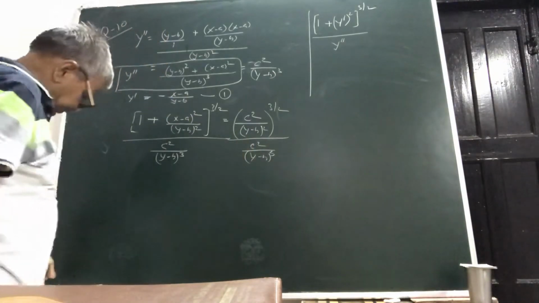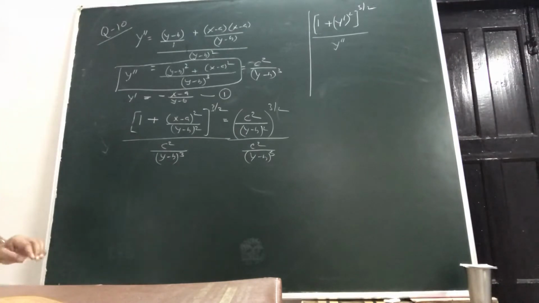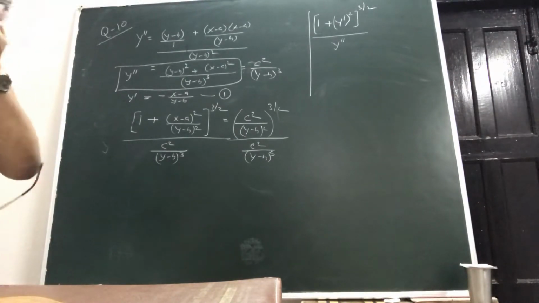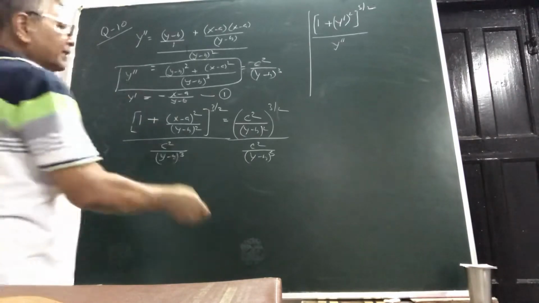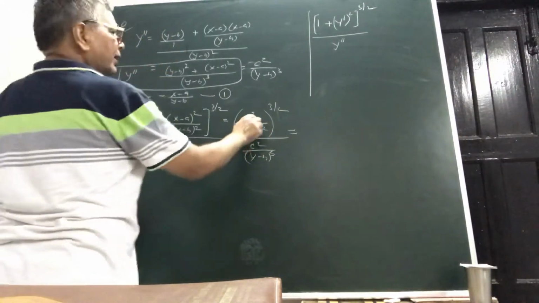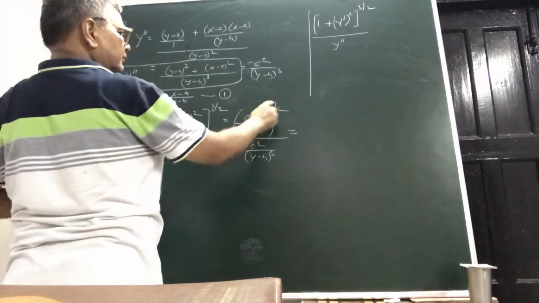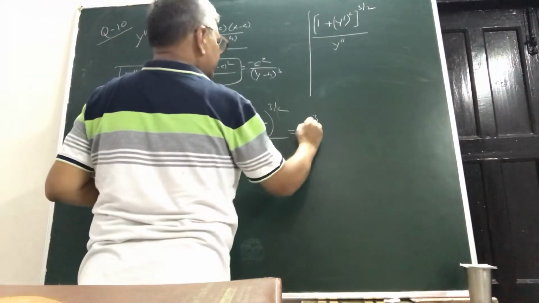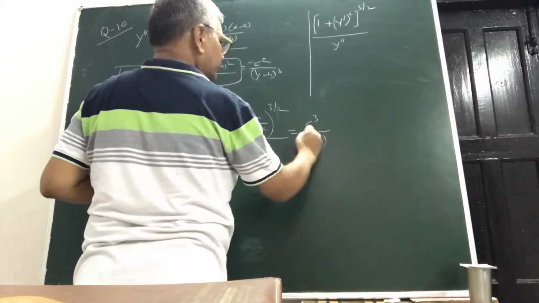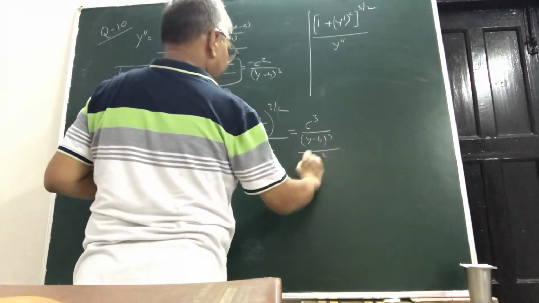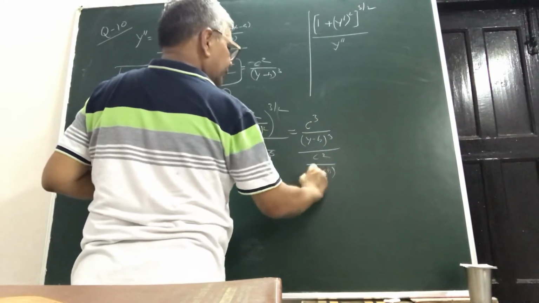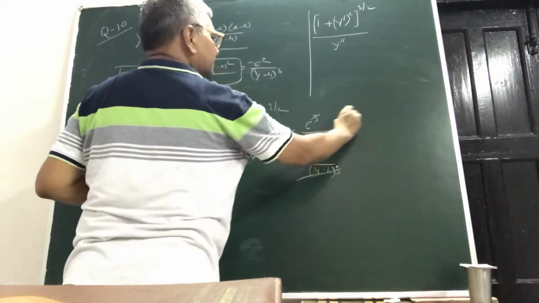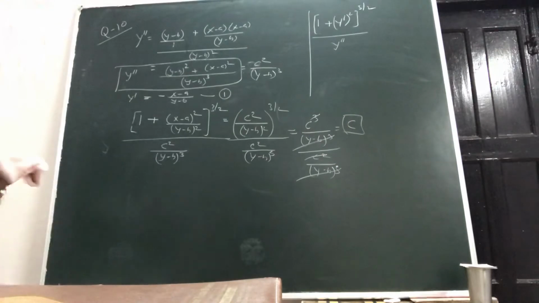Okay, and what you have to show is that this thing is independent of a and b. Fine. So what it is? It is c square under root c upon y minus b. So it will be c cube upon y minus b whole cube upon c square upon y minus b whole cube. This cancels, c square cancels here, and you are getting c. So you are getting a constant.